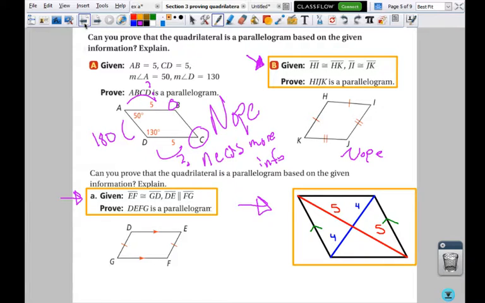It's just a... Alright, let's go over it. So for the first one, Nick, is it a parallelogram? No, not enough info. Maybe it is, maybe it's not.